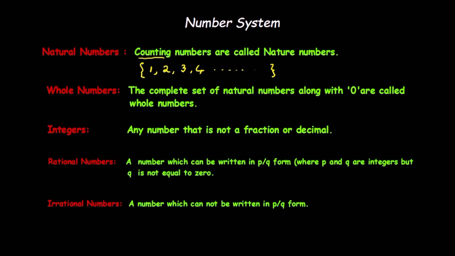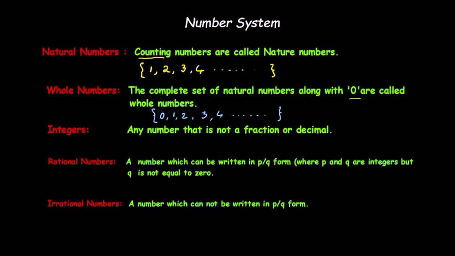The next one is the whole number. So what is the whole number? The complete set of the natural numbers along with the zero are called whole numbers. So the whole numbers are the set of natural numbers, along with the zero. So we can take the numbers from 0, that is 0, 1, 2, 3, 4, and so on. So what is the least number in the whole number set? That is 0.